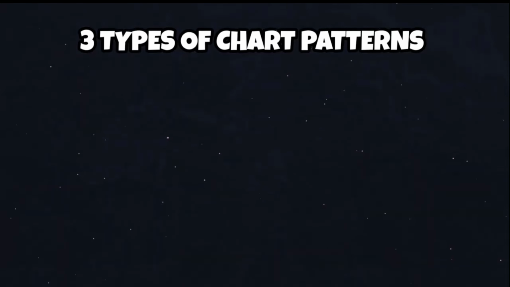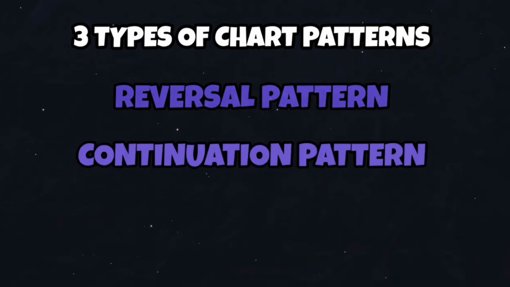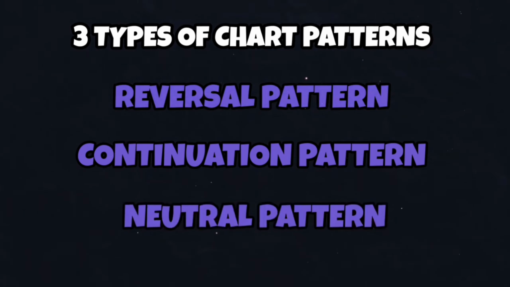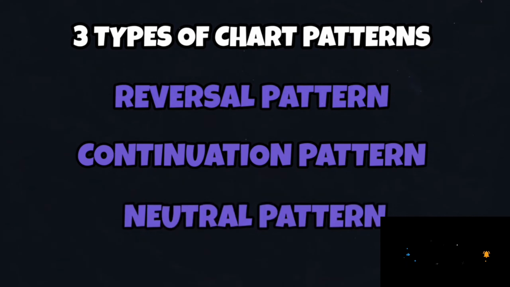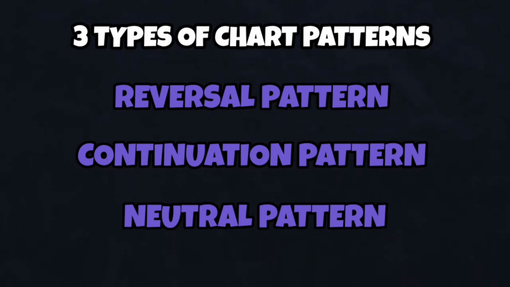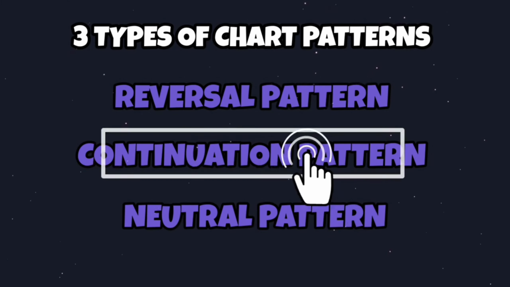There are three types of chart pattern. First one was reversal pattern, the second one was continuous pattern, and third one was neutral pattern. Okay, we will be discussing firstly continuous pattern.